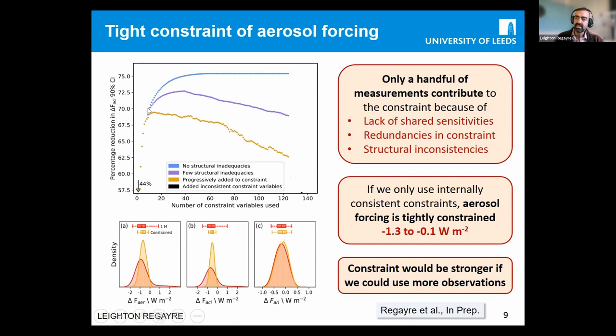But these dots in yellow show that we only need around 13 of our constraint variables in combination to get an optimal constraint using this structurally inconsistent model. And our proposition is that we could get a much tighter constraint represented by the purple and blue lines if we were able to overcome these structural inadequacies, because that would allow us to use even more measurements in our constraint.